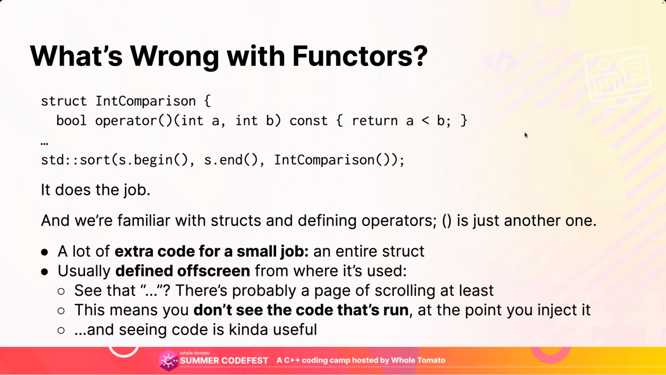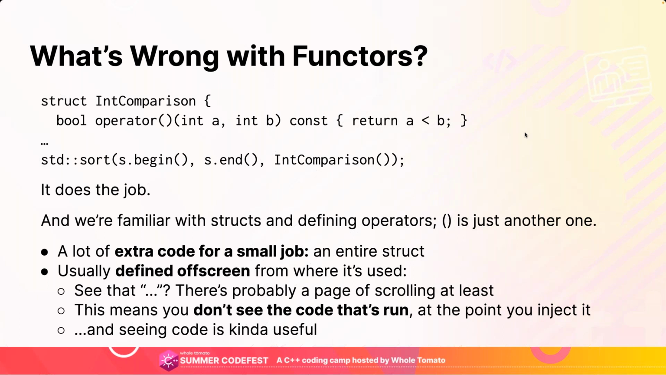It's usually defined off screen from where it's used. So in the code you can see on screen, I have my struct and my operator, and then later where I'm using that functor. Now that struct can represent a lot of code. It's probably a page of scrolling at least. You might not even have it defined in the same file. And that means that the code that's actually being run, which is often quite short, is not visible on the screen at the point that you actually inject it.